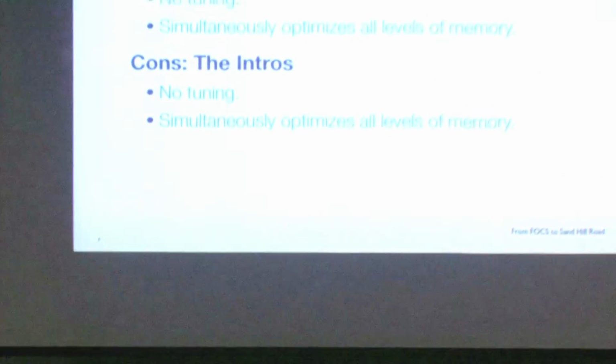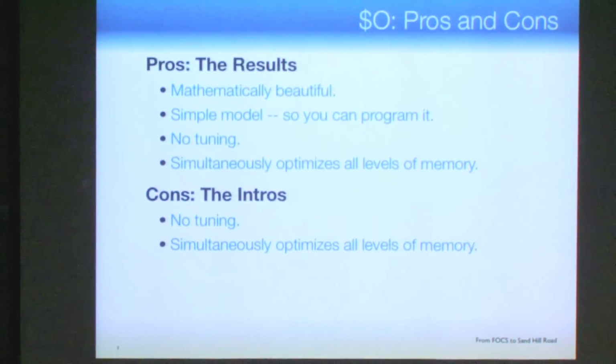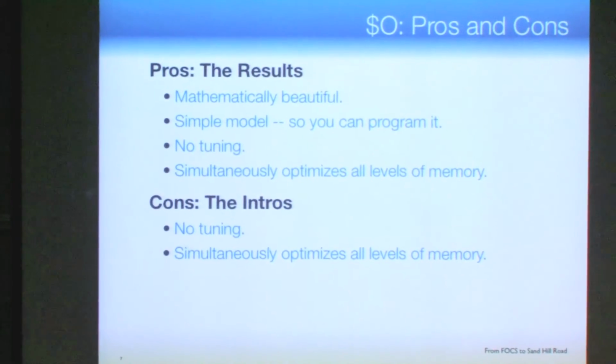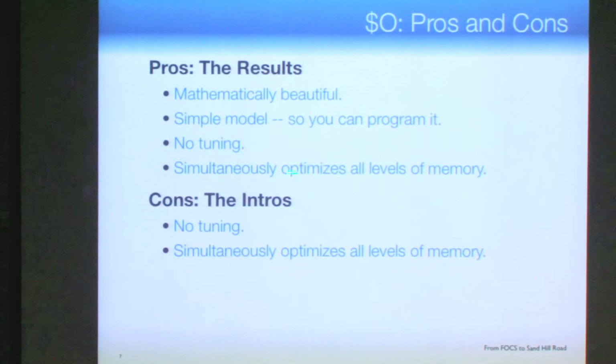You can run it on different machines. You can run it on the cloud, right? You can run it on a machine without recompiling it, and you can add memory and whatever it is, it'll just chug along. And it simultaneously optimizes for all levels of memory, right? Because it works for every B. It'll minimize your cache misses and your page faults and whatever else, right?